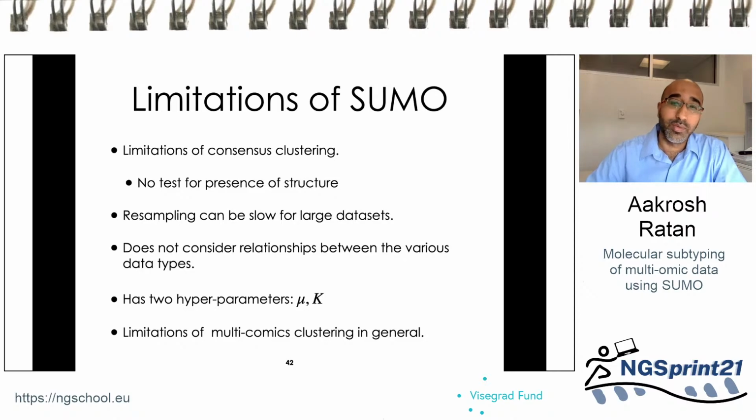And autocorrect definitely decided multi-omics is not a word. So multi-comics apparently is a word. But there are limitations of multi-omics clustering in general. For example, what if the clustering based on gene expression outperforms the clustering in combined coordinates? So those are some of the limitations.